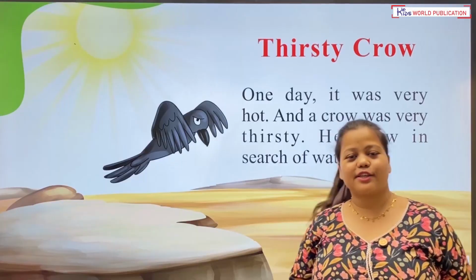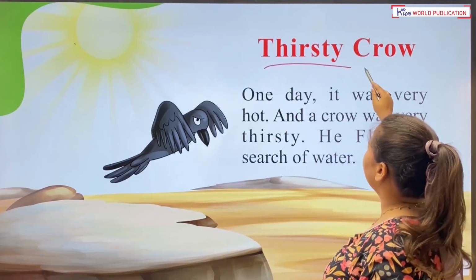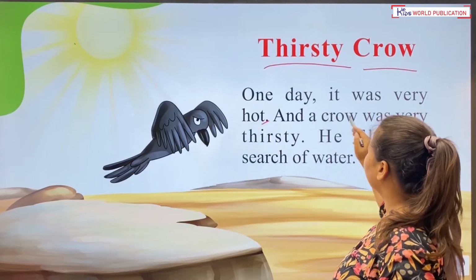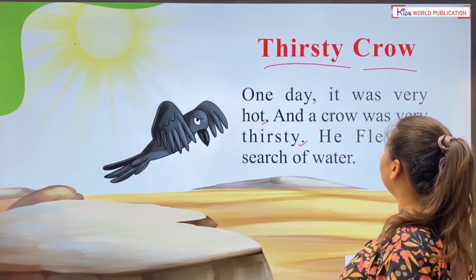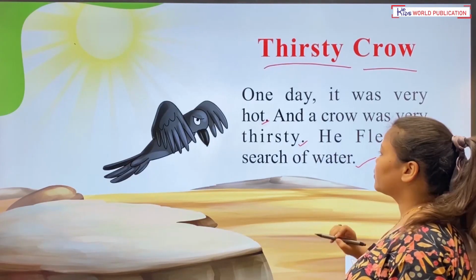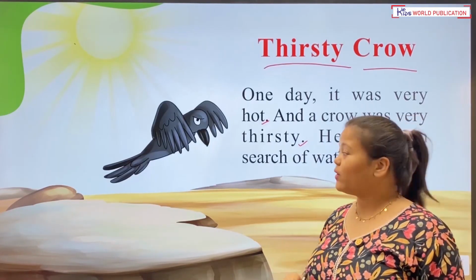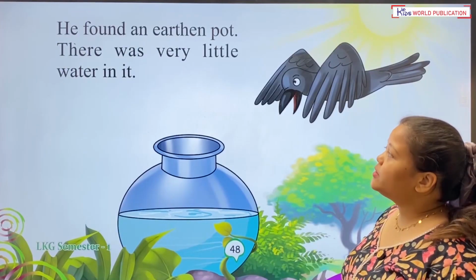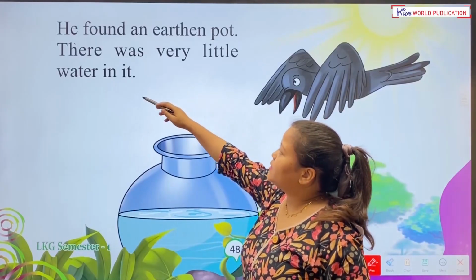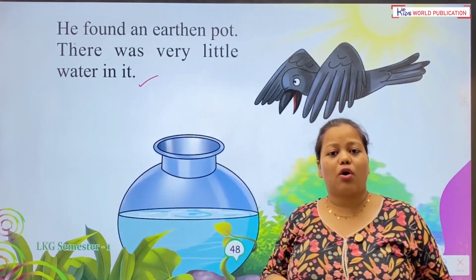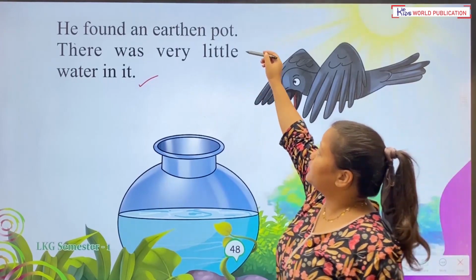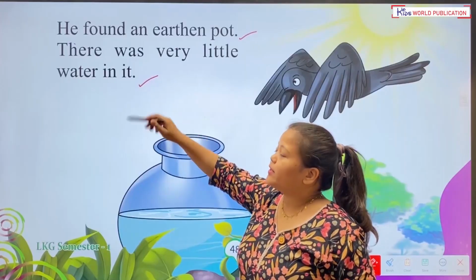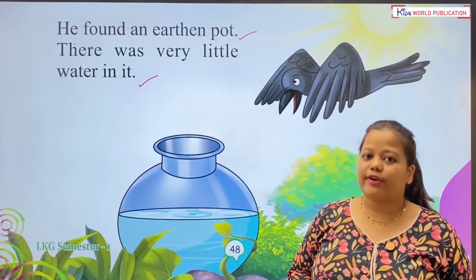So kids, it's story time. Thirsty Crow. One day, it was very hot and a crow was very thirsty. He flew in search of water. So kids, there was a thirsty crow and he flew in search of water. He found an earthen pot. There was very little water in it. So after lots of struggle, he found an earthen pot, and the water in the pot was very little.